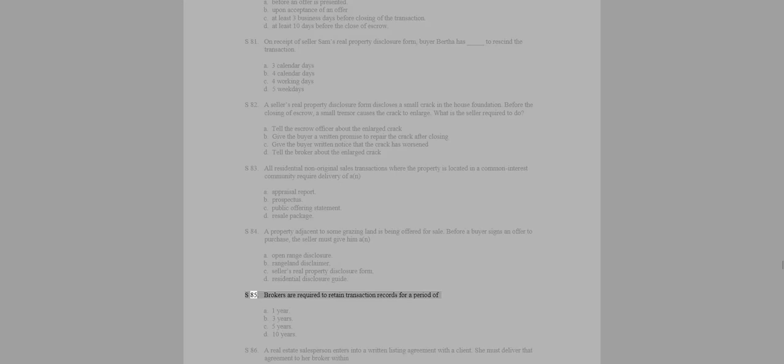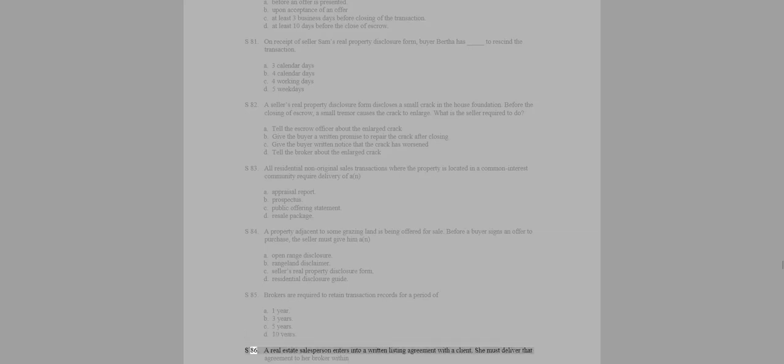S85. Brokers are required to retain transaction records for a period of A. 1 year. B. 3 years. C. 5 years. D. 10 years.